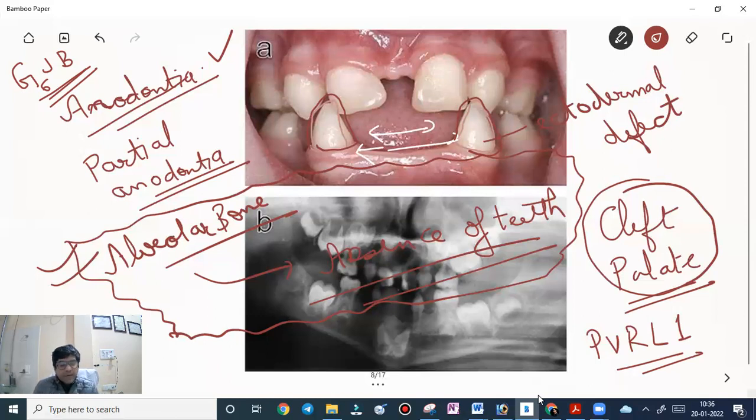Coming to the treatment part. So how will you treat a patient with ectodermal dysplasia? Well, no treatment is required. Suppose in anodontia, when the patient has no teeth, what would you suggest? You would suggest an early denture. Yes, an early denture can be given to the patient so that he can eat with his denture.